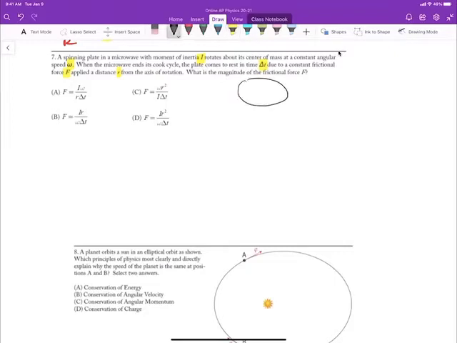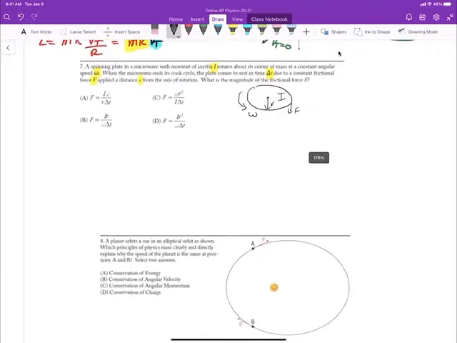So here's my disk, here's the direction of my angular speed, and it has some radius. It has a moment of inertia related to the disk, and somewhere I'm going to have a force that's going to slow it down. We'll just assume it's force of friction, at some r value. I don't know exactly where it is, but I know it's a distance r away from the axis of rotation. And the question is, what is the magnitude of the frictional force?